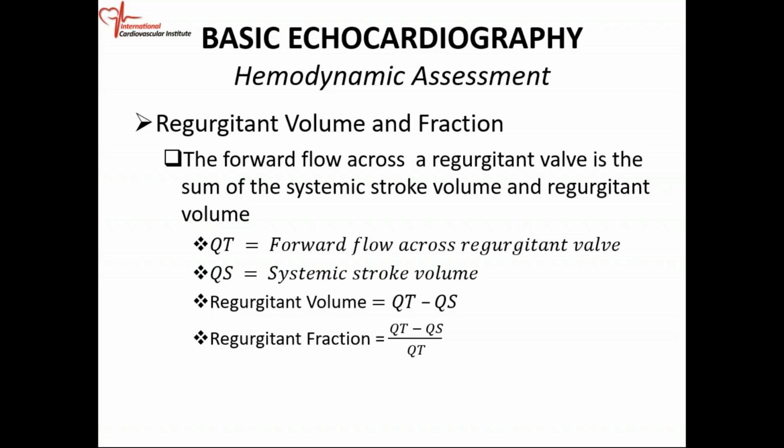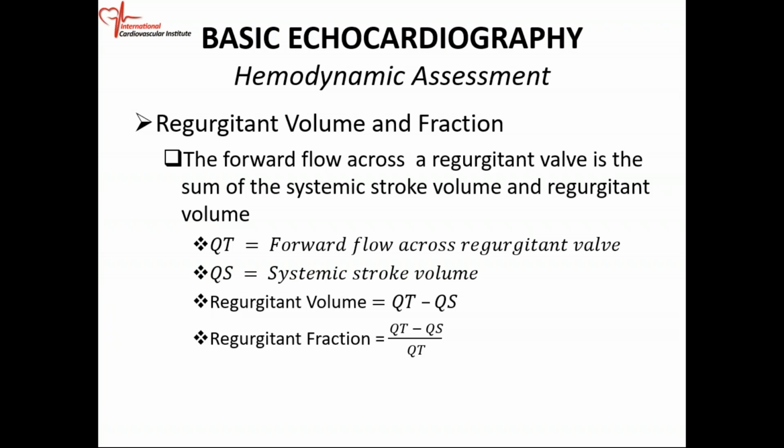Now, regurgitation, whether it's mitral regurgitation or tricuspid regurgitation, is very common. And we have to assess how significant the regurgitation is. Is it mild? Is it moderate? Or is it severe? When we cover valvular heart disease, we're going to look at these assessments in a little bit more detail. But one of the methods that we can use to assess the severity of the regurgitation is regurgitant volume.